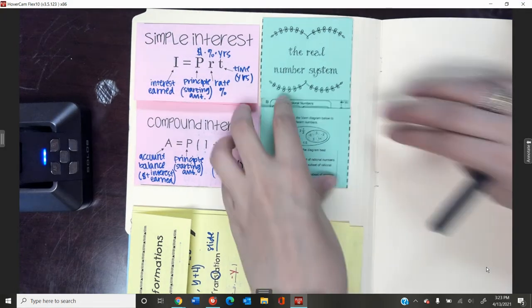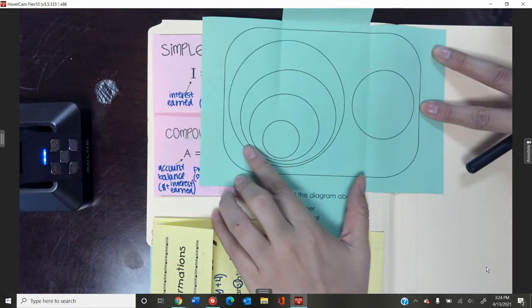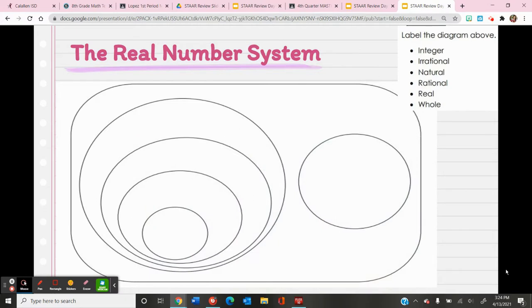So back to your foldable, you're going to open your foldable up, and this is where you'll be writing all of this information. So here it says label the diagram below: integers, irrational, natural, rational, real, and whole. So this is called the real number system. So all of the numbers here belong to the real number system. So the outermost layer is the real number system. And we're going to go ahead and start off at the very inner circle in this big circle.